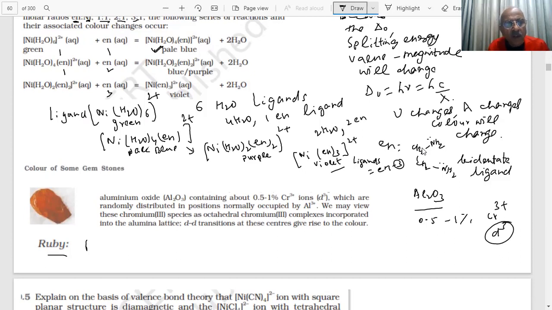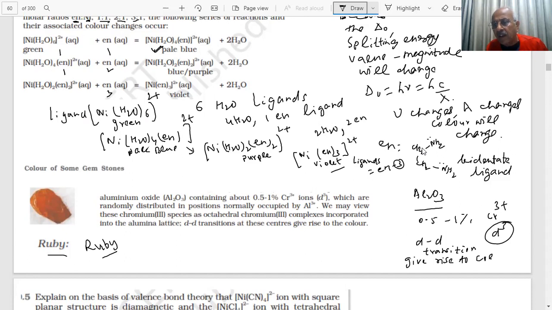Ruby is a very famous stone. It's colored, and the color is due to the presence of small amounts, about 0.5 to 1%, of chromium ions. What will happen? They will absorb light and undergo d-d transition. Which ions? Chromium 3 plus. It is an octahedral chromium 3 plus complex present in the aluminum lattice, and d-d transition takes place, which gives rise to the color.